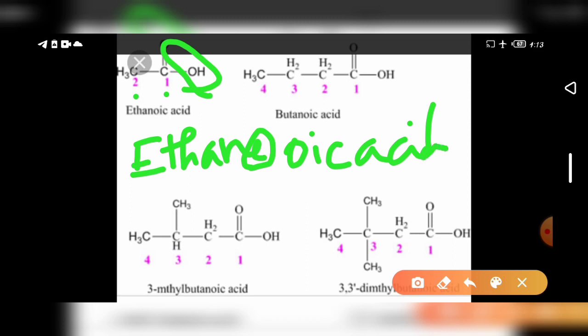The same way for the second also. Totally how many carbons? First carbon, second carbon, third carbon and fourth carbon. So butane. Instead of e you put oic acid. Suppose the COOH is presented in the third carbon, 3-butanoic acid you can write. That's all.